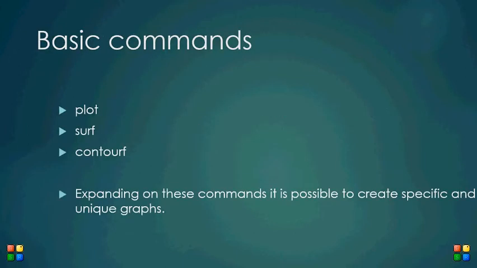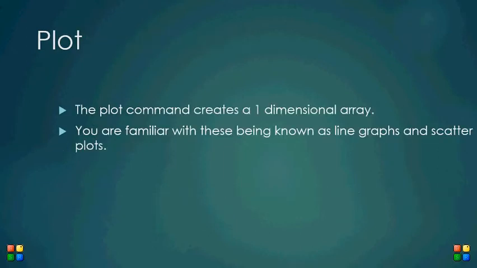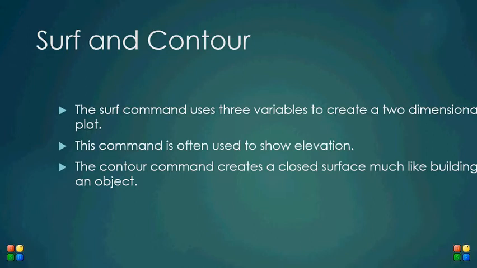Through the usage of three basic commands, one can create the different plots seen before. With simple commands added to those plot, surf, and contour commands, all of the graphs can be modified as needed. The plot command creates one-dimensional arrays or line graphs. The surf and contour commands create two-dimensional plots. It is used to make plots such as elevation maps.